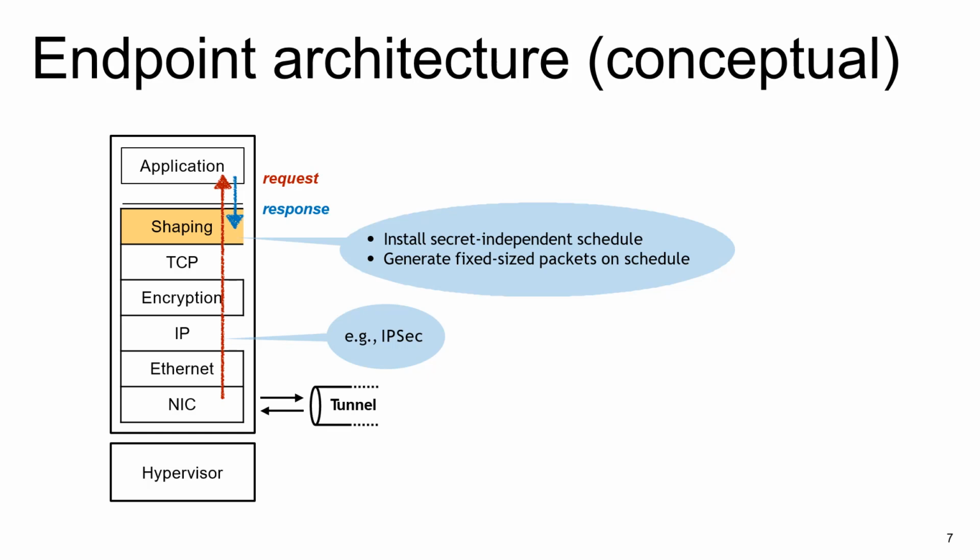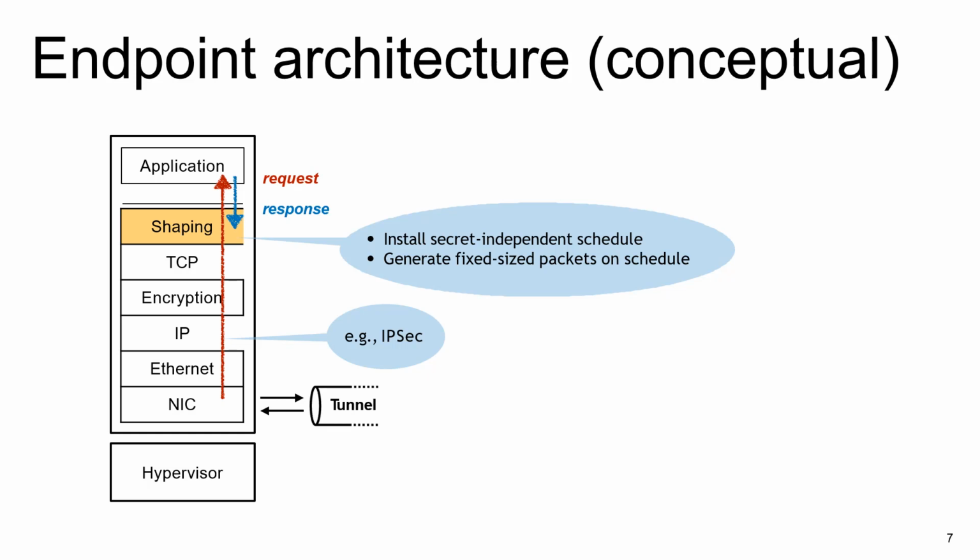stack in the guest kernel. The application receives requests from the network, and it generates a response and shares it with the shaping layer. The shaping layer installs the transmit schedule based on the traffic shape computed for the application, and then at each time defined in the transmit schedule, it generates a fixed-size packet using the payload bytes from the application's response and adding padding wherever necessary. And then this prepared packet will go through the lower layers of the network stack. It could be encrypted using a traditional IPsec layer, and then it would be transmitted into the tunnel.